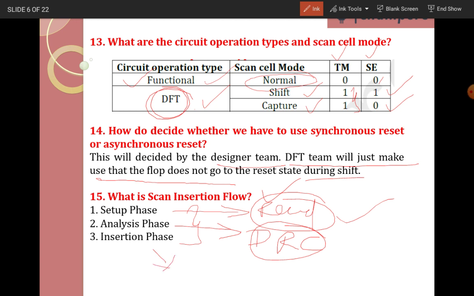We will identify the scan equivalent, insert the DFT structure, and stitch the scan flops into scan chains. We will write the scan def file, the ATPG do file, and the ATPG test proc file. All these files we will write after the insertion phase. So this is a very important question.